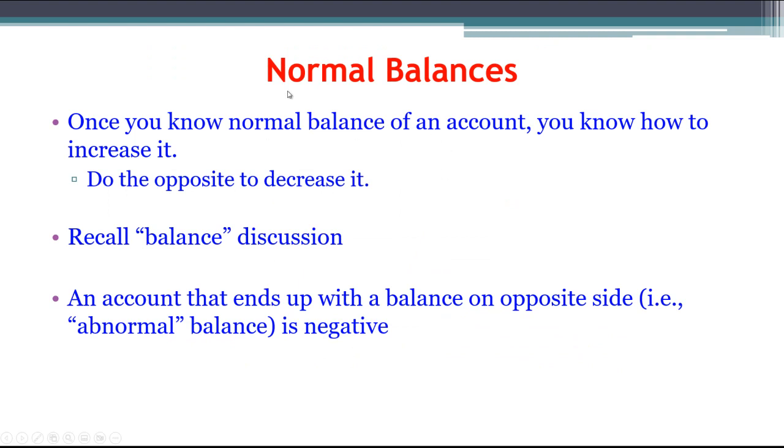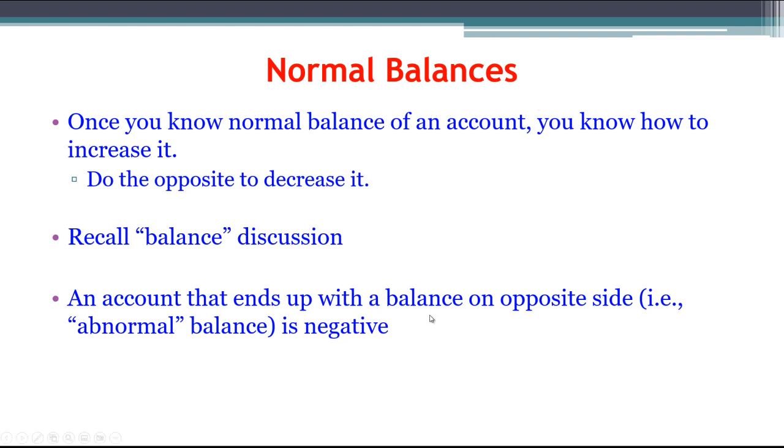So before we can do that, we need to know what the normal balance of an account is. In other words, what side would we want it to be on to be considered positive? And that same thing tells us what we need to do to increase that account. The normal balance, debit or credit, whichever one it happens to be, is what you do to increase an account. You do the opposite to decrease it. Debits and credits are opposites.